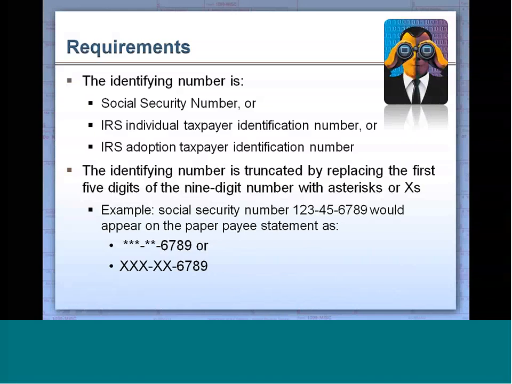The method of masking the TIN is as follows. The first 5 digits of the 9-digit number must be replaced by either an X or an asterisk. You must use one or the other and should not combine the two. See the examples listed here for guidance on how the masking should look. It is always the first 5 digits that are masked, so only the last 4 are visible.